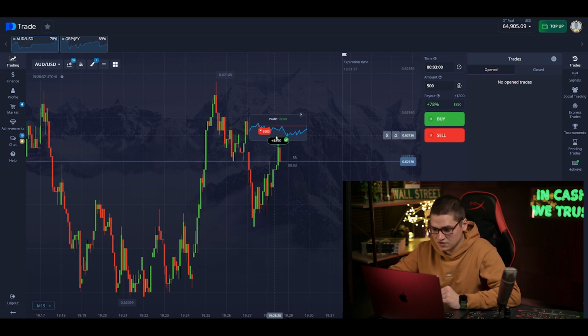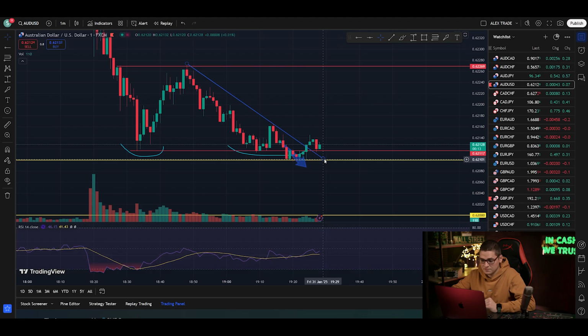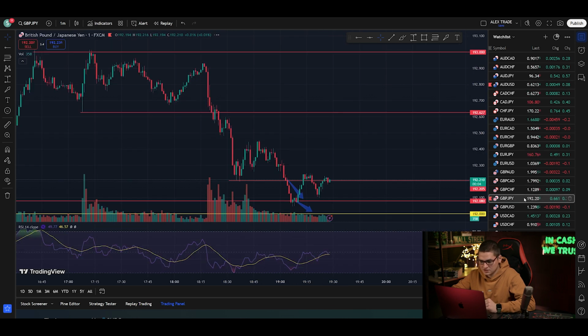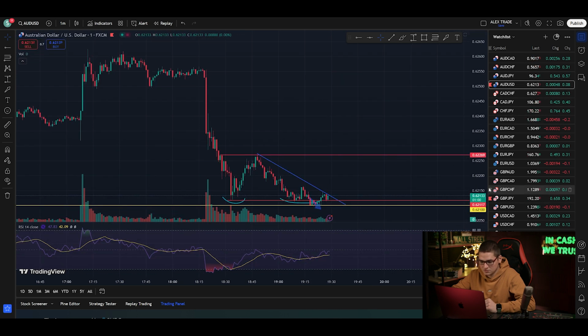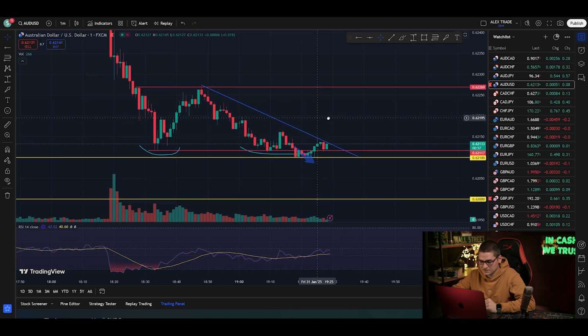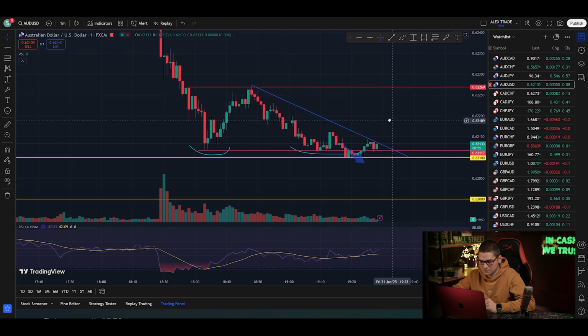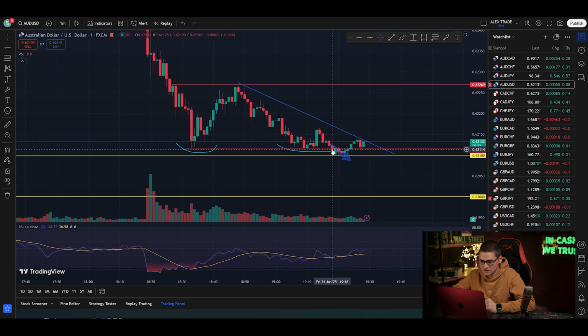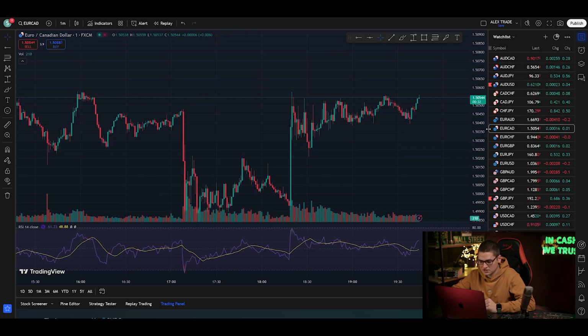Meanwhile, Australian dollars are closing positively. Let's switch to the British pound and the Japanese yen. Here we can see that the price didn't break out and there was no further movement down. This means that the trading situations on these currency pairs are exhausted. And we are moving on to a new currency pair, Euro-Canadian dollar.